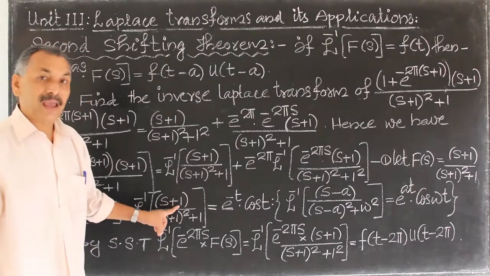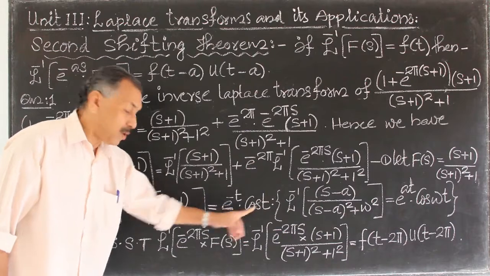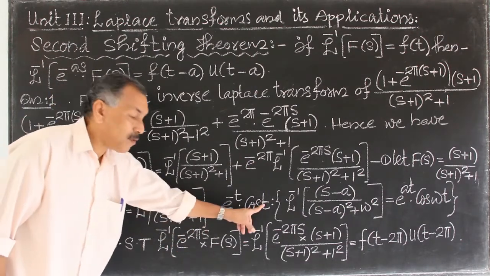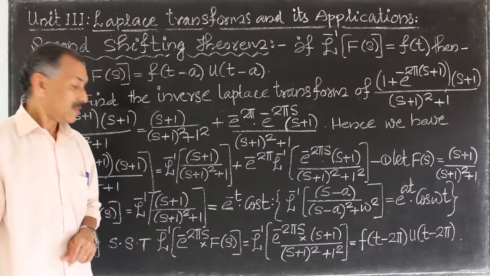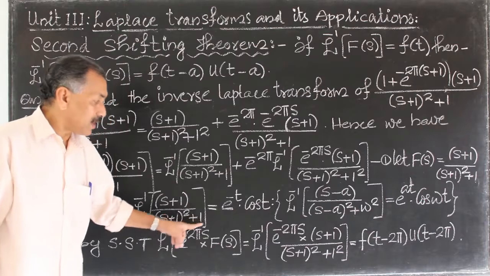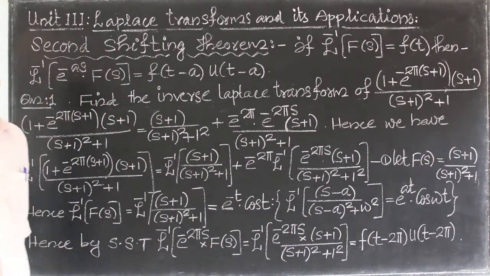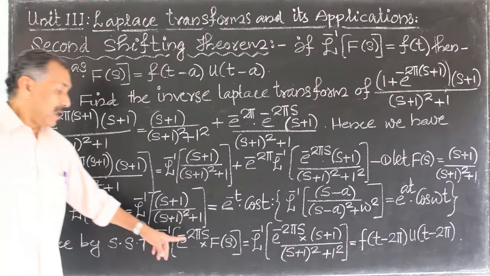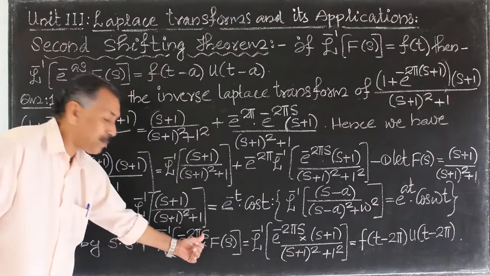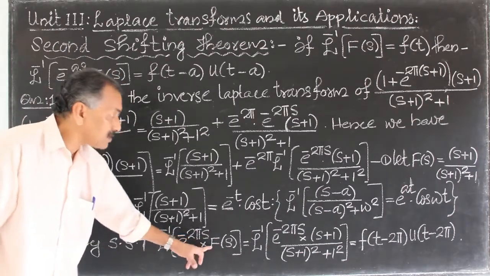Then here a is minus 1, so e raised to minus t into cos omega t, with (s plus 1) square plus 1 square, then omega is equal to 1, cos t. That is, Laplace inverse of (s plus 1) divided by (s plus 1) square plus 1 is equal to e raised to minus t into cos t. Hence by the second shifting theorem, L inverse of the value e raised to minus a s, e raised to minus 2 pi s into f of s.